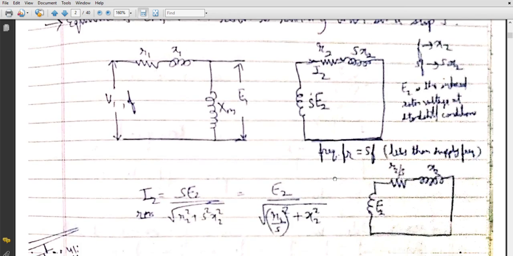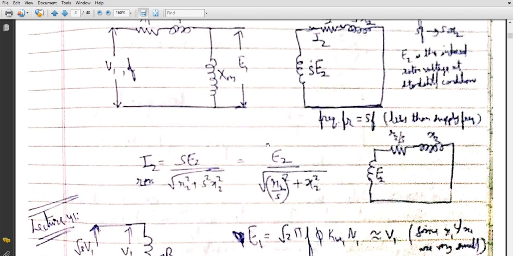So for this circuit we'll calculate the value of the current. The current I2 is equal to sE2 divided by the square root of R2 squared plus s squared X2 squared. This is the voltage and this is the impedance, so you can find the value of the current. Also, if you take s squared common, we get this expression. This expression can be represented by this circuit: E2 is the voltage, R2 by s is the resistance, and X2 is the reactance.